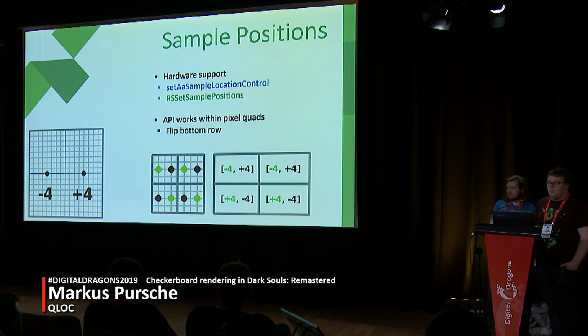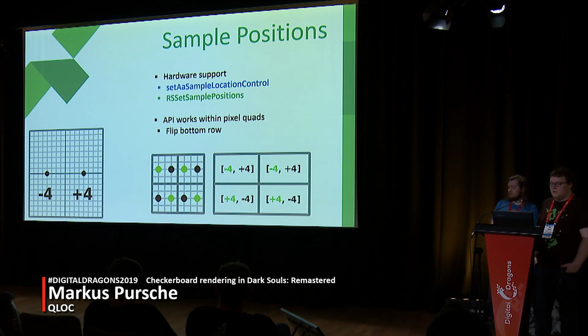In order to produce the checkerboard pattern you saw earlier, we need to change the sample locations. Luckily, both the PS4 Pro and the Xbox One X have support for programmable sample locations. This is just a function call away on either platform. The sample locations are specified as offsets from the pixel center in 1/16ths of a pixel. The image here shows the sample pattern we used in DSR. Note that we don't show the vertical sample offset in this presentation because we always set it to 0.